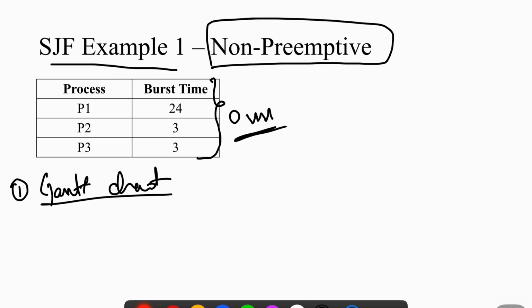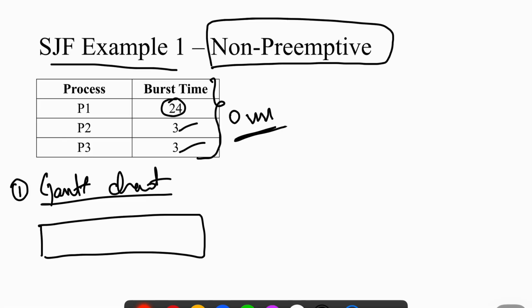Now, how do I write the Gantt chart here? The Gantt chart here is designed in such a way that the shorter burst time process will go first. Here, P1 has 24, followed by 3 and 3. So obviously 24 has to wait because P2 and P3 have to complete execution first. P2 and P3 have the same burst time, so I can take FCFS between those two, and I'll take P2 first, starting at 0 milliseconds.